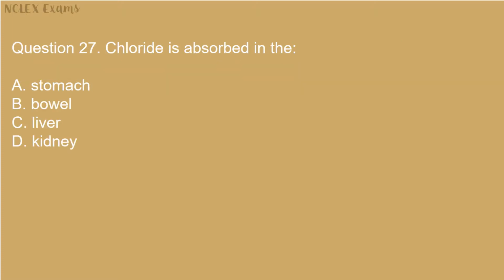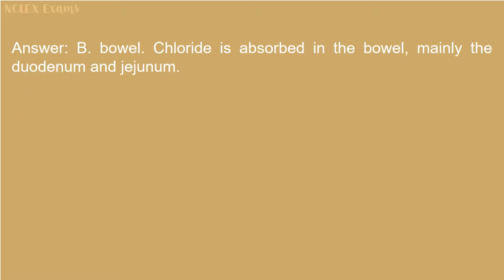Question 27. Chloride is absorbed in the: A. Stomach, B. Bowel, C. Liver, D. Kidney. Answer B. Bowel. Chloride is absorbed in the bowel, mainly the duodenum and jejunum.